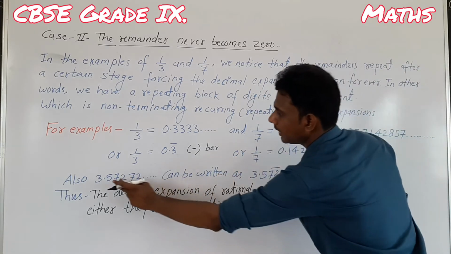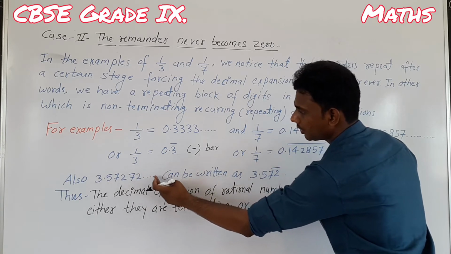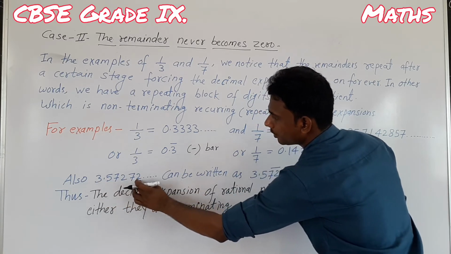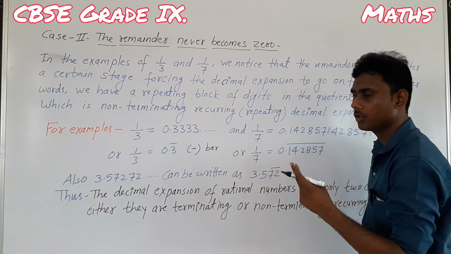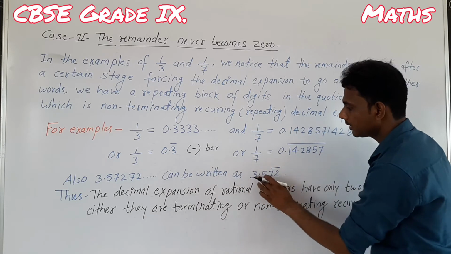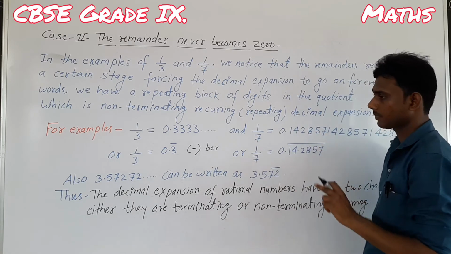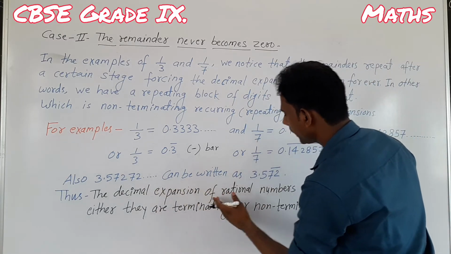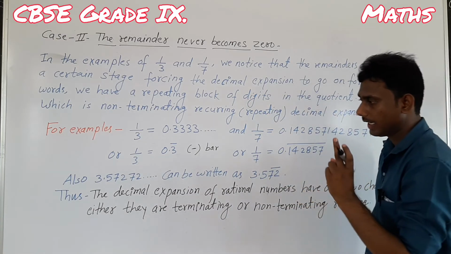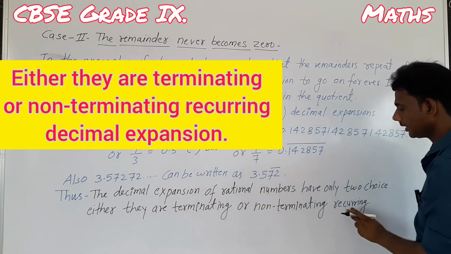Also, another example: 3.57272 dot dot dot. Here you can observe that in 3.57272, only two digits are repeating. The two-digit block is repeating. We can write it as 3.5 72 bar, only 72 bar. Thus, the decimal expansion of rational numbers has only two choices: either they are terminating or non-terminating recurring.